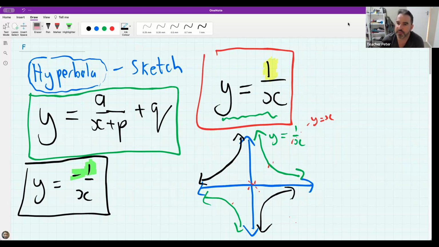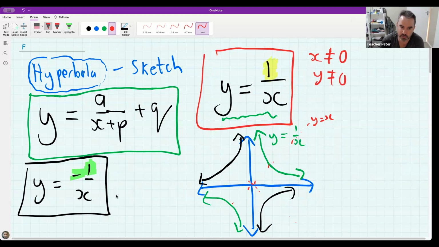Well done, everyone. If you look at these graphs, the simple one, x cannot be 0 and y cannot be 0 for both of these graphs. X cannot be 0, y cannot be 0. That's because if I put a 0 in the division, it breaks one of the golden rules in mathematics. So that's why that happens.